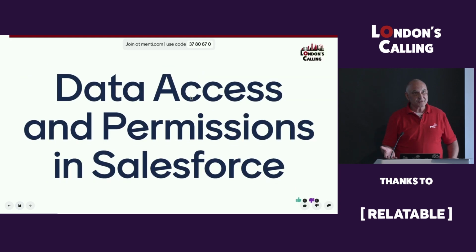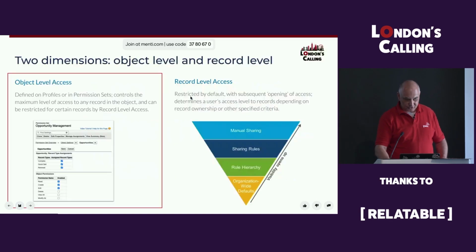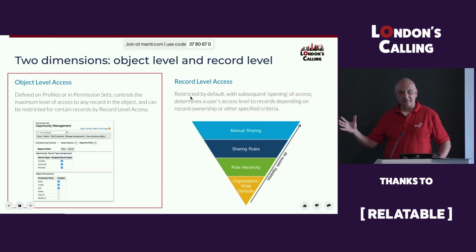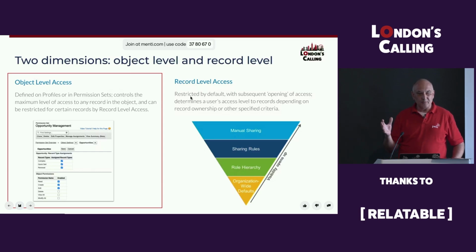So first, a brief summary about the data access and permissions in Salesforce. There are two dimensions. One is the object level and one is the record level. And today we will be talking about the left-hand side of the picture, which is the object level access.